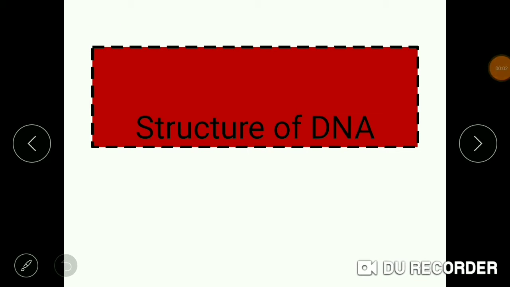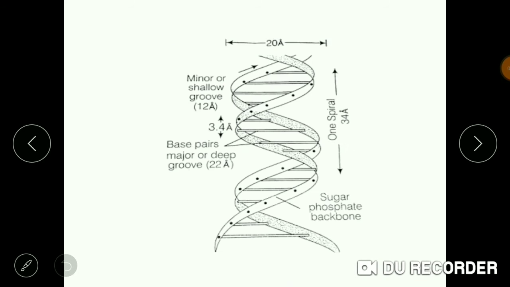Hello students, in today's class we'll be studying about the structure of DNA.